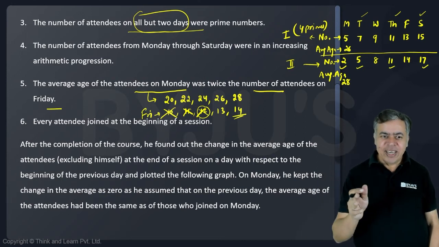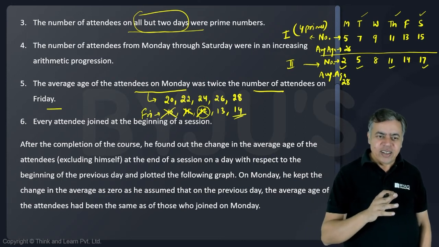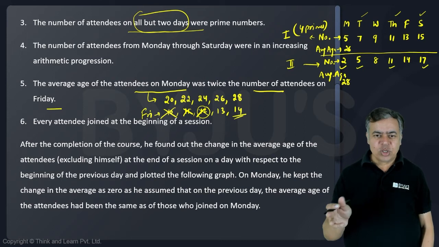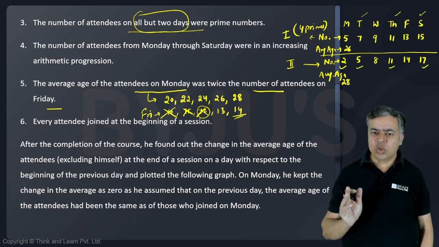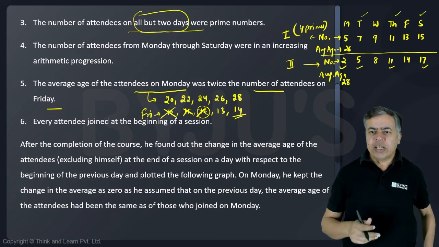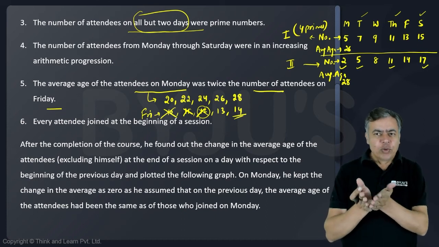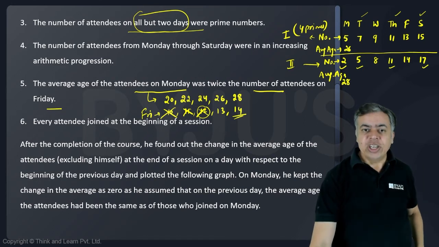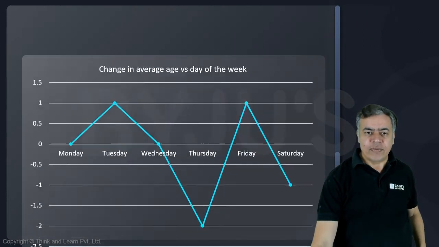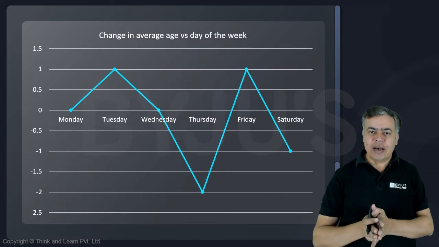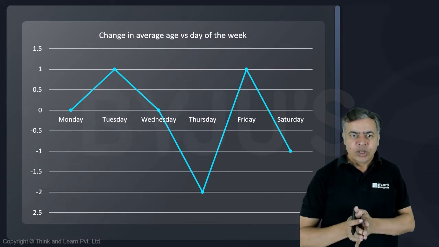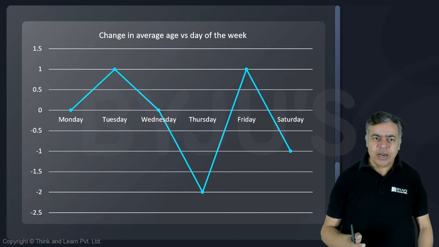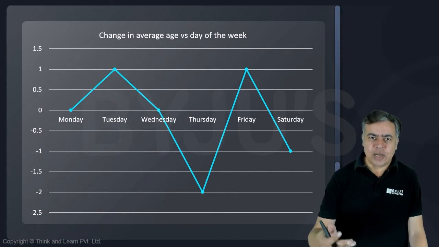On Monday he kept the change in the average to be 0, as he assumed that the previous day the average age of the attendees had been the same as those who joined on Monday. That means Monday this is the average age. We got 26 and 28 in the two cases, and the change in the average is given in the graph. This is the change in the average age. So here Monday there is no change. Tuesday it is +1.